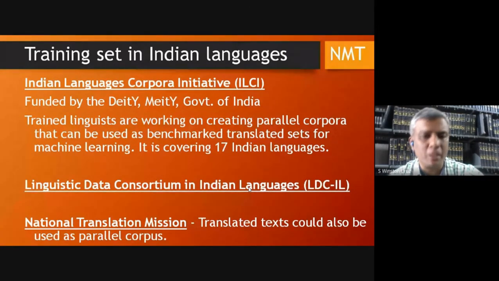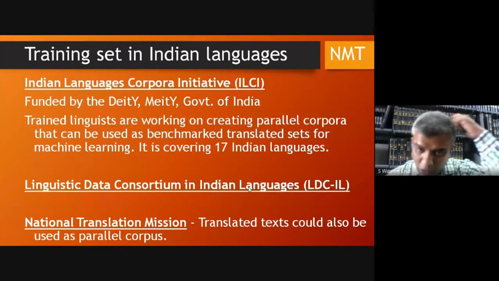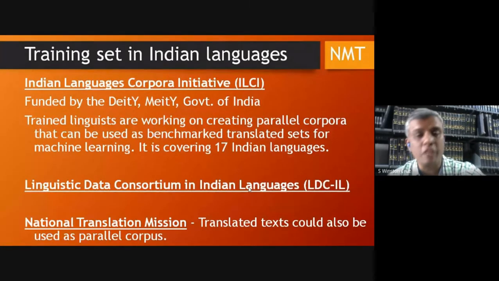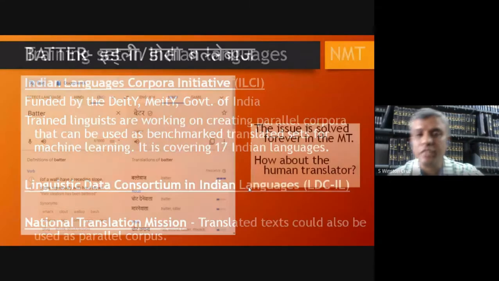And Linguistic Data Consortium in Indian languages is a huge corpus of Indian languages produced by CIL itself, right? And a national translation mission, as you know, produces a lot of translations nowadays, so we have both the source and a human translated, properly edited, reviewed text available. So they also can be used for these purposes as parallel corpora. So there are ways to improve NMT in Indian languages now. There is a big scope, and that is one thing.